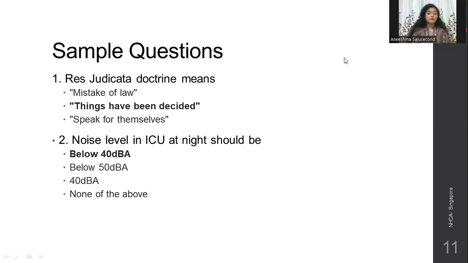Then for noise level in ICU, what should be the noise level at night? In ICU you will find morning, daytime, evening, and night. In 4 different time periods of a day, what should be the noise level in ICU? A table is given in the chapter. So at night it is below 40 A-weighted decibels. If you are thorough with the numbers here, as I mentioned earlier, the ICU chapter is very important. The noise level, lighting, levels of ICUs, etc. Level 1, level 2, level 3. That is important. Focus on that. So these are the sample questions you can expect from quality control management.